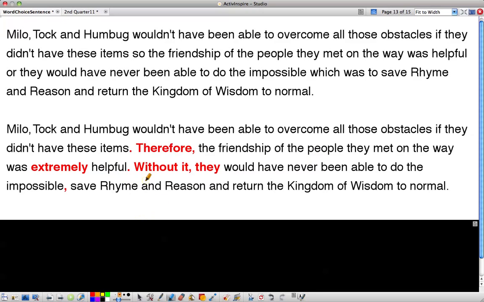And then instead of saying they would have never been able to do the impossible without it, I did that thing where I switched it again and I said, without it, they would have never been able to do the impossible. And then I put a comma here, and this is a positive phrase to tell you what the impossible was. So they would have never been able to do the impossible, comma, save Rhyme and Reason and return the Kingdom of Wisdom to normal. So we have a paper that sounds so much better.